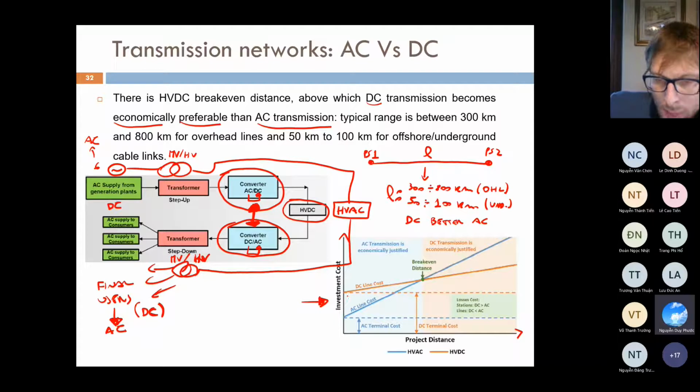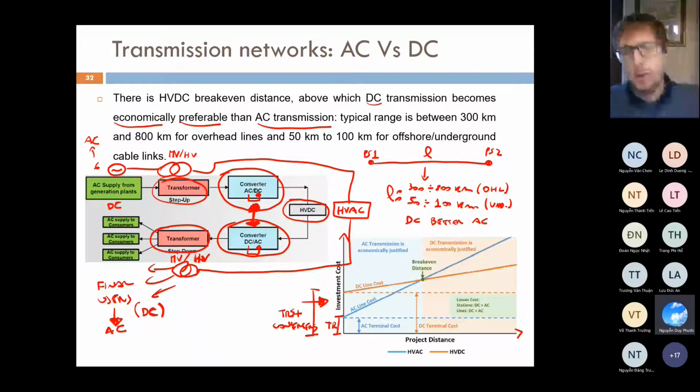But where is the main difference between AC and DC? The AC terminal cost, this substation here and this substation here, is quite a bit less than the cost of having the transformer and the converter together. Here, let's say just TR. Here is TR plus converter. So there is a gap in the investment cost related to the converter stations. But at a certain point, if the length of the connection becomes higher and higher, there is a break-even distance from where DC becomes more convenient than AC.